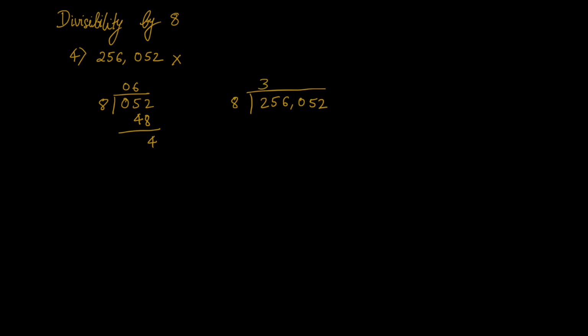8 goes in 25 3 times. On subtracting, we get a remainder 1. We pull down the 6 and 8 goes in 16 twice with a remainder of 0. We pull down the 0 and we pull down the 5. We add another 0 to the dividend and pull down the 2. 8 goes in 52 6 times, which is 48. On subtracting 48 from 52, we get a remainder 4. So the number 2,56,052 is not divisible by 8.